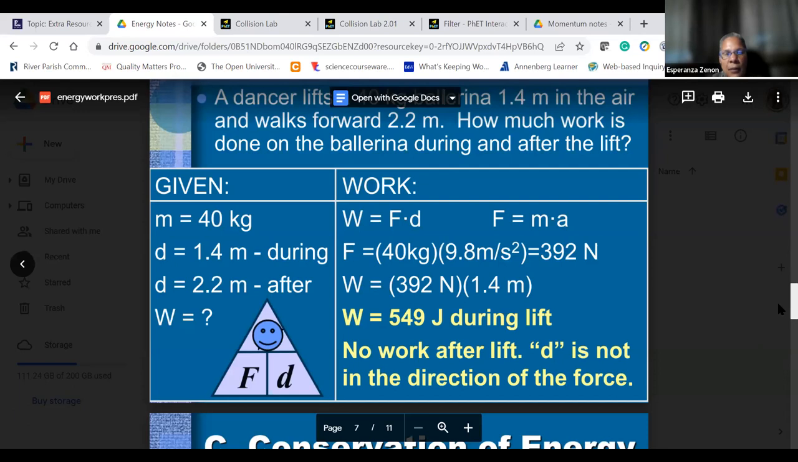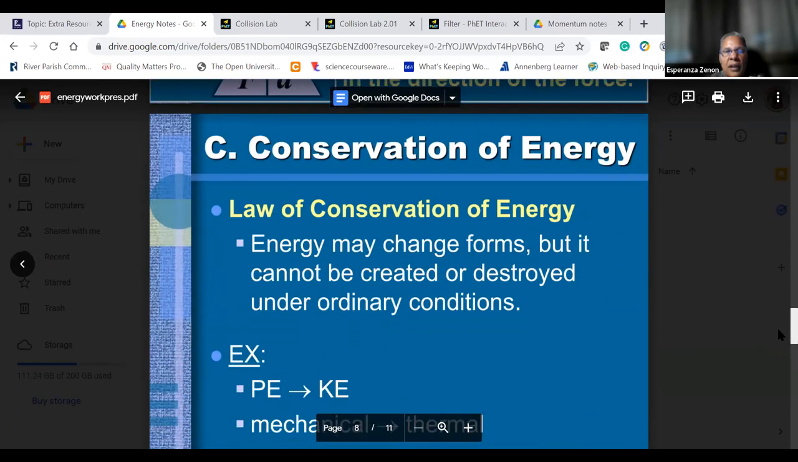Now, once you've lifted the ballerina, you can walk 2.2 meters, you can walk 10 meters, you can walk 100 meters. If you are carrying the ballerina, in other words, you have the ballerina extended up over your head, then you're not going to be doing any work after the lift, because the force that you're applying is up to support the ballerina's weight, but you're walking forward. So this is an example where your force and your distance are perpendicular and not in the same direction, so no work is done after the lift. You do no work to carry the ballerina around. The only work being done is when you lift the ballerina.